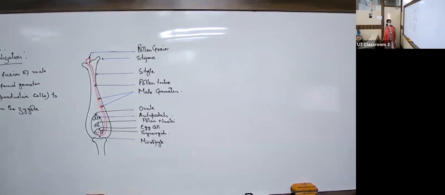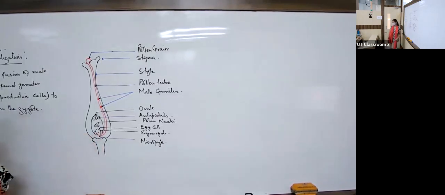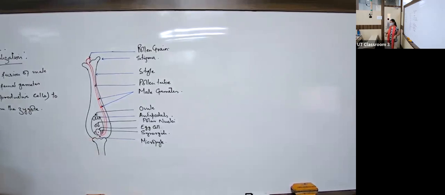Egg and synergids: this bigger one is the egg, and the smaller ones on the lateral side are the synergids. Micropyle is this opening. Done. I can't give you any more time.